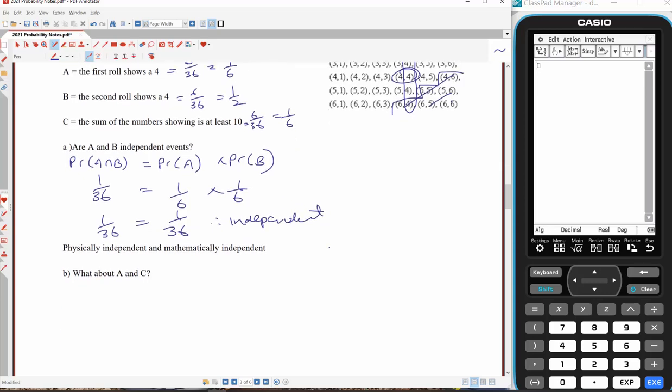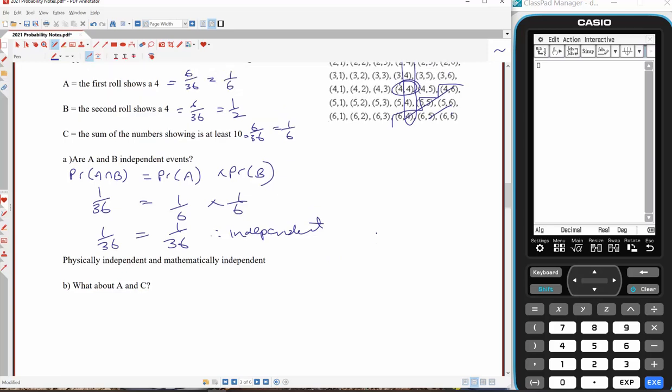So this one here is A and C. Let's just have a think about this and see if we can do it intuitively. The first roll shows a 4 and the sum of the numbers showing is at least 10. So intuitively, I say that these are dependent events, because if I said to you, we're looking at the sum of the numbers showing is at least 10, would you be interested in knowing the result of the first roll? I think you'd probably say, yeah, I am. But in fact, let's just see what happens when we try to show that mathematically.